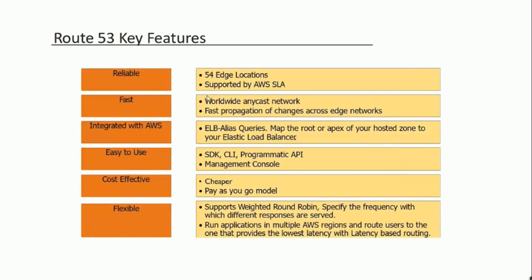Now, what are the key features? First, it is reliable, fast, integrated with AWS, easy to use, cost effective and flexible. These are the key features of why we choose Route 53. It has 54-plus edge locations supported by an AWS SLA, a worldwide Anycast network, integration with many different services, SDKs, is cheaper, and supports round robin and frequency-based responses, and you can run applications on AWS using many other services.